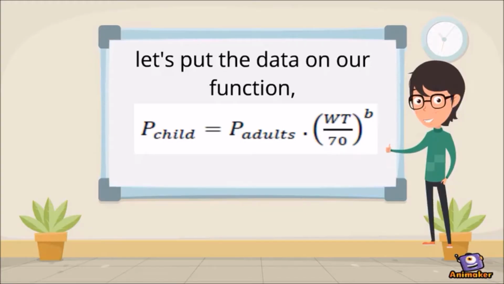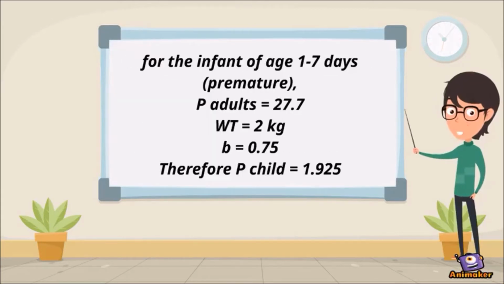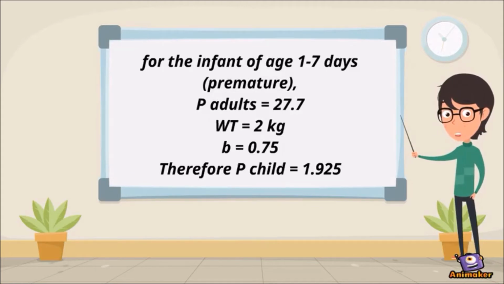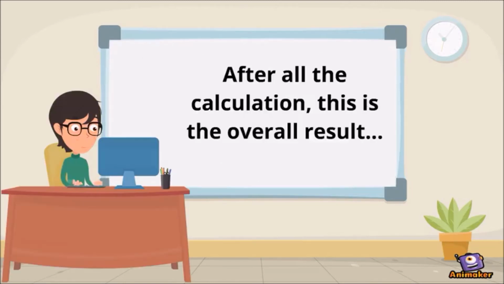Now we are going to put our data into this function. We are going to calculate the prediction of midazolam drug clearance using 4 different exponents, which are 0.75, 0.8, 0.85 and 1.0. This calculation is for infants of age 1 to 7 days, the premature. It means the infants that were delivered before the optimal period of gestation. So that's how we obtain our result.